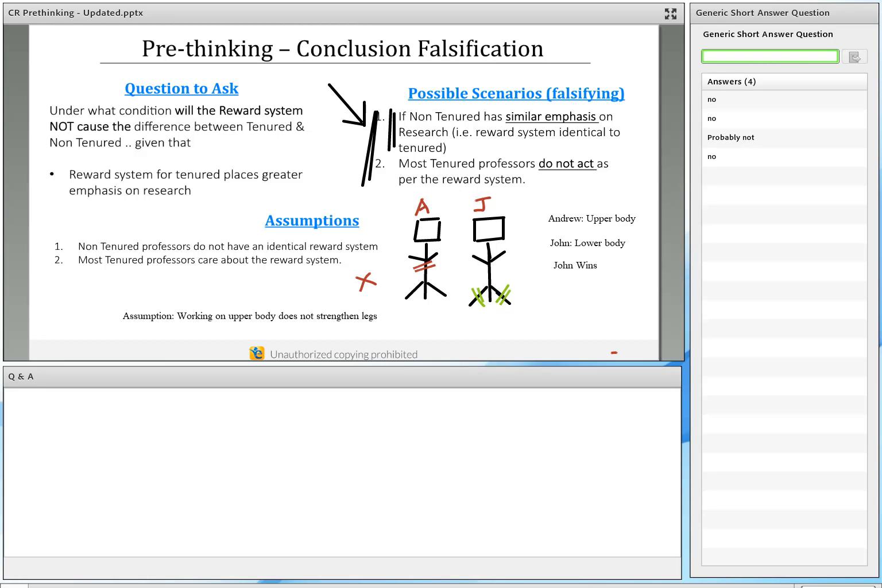No, probably not. So in the same way, emphasizing research can help you be a better teacher, but not to the same degree as if you emphasize something else. You understand? We're talking about comparative performance. When you talk about comparative performance, the assumptions have to be comparative, not absolute. This answer choice, does not strengthen legs, is an absolute answer choice. You understand the difference?